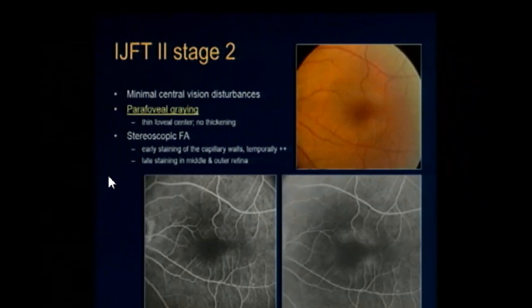Centrally, this is thin. There's no edema. And because it's thin and because everywhere else is a little bit opacified, it can be mistaken for a macular hole. All right, so it is in the differential of a macular hole. All right, so what you will see is again staining of the capillaries at the end of the fluorescein angiogram.